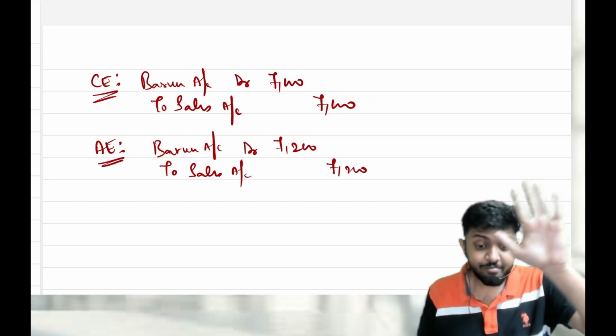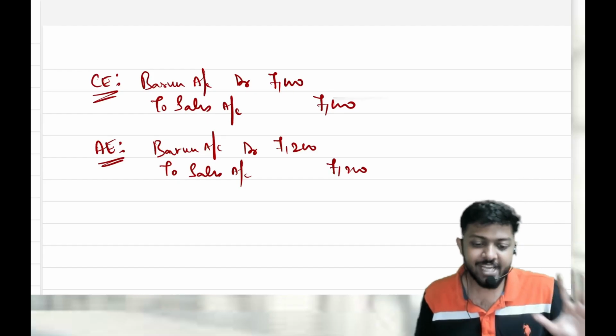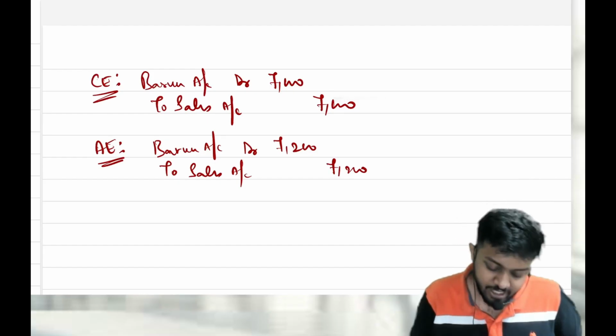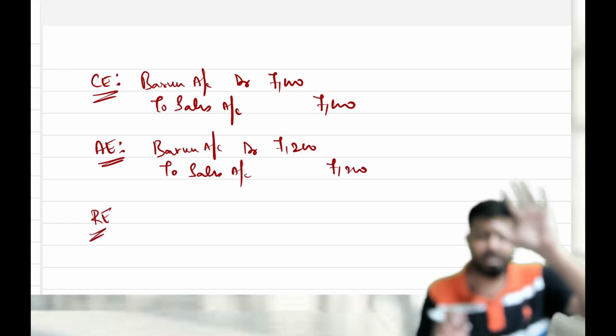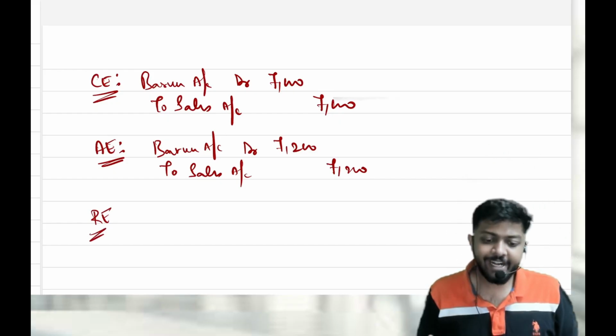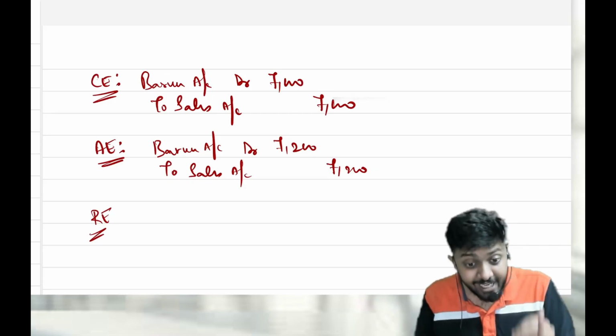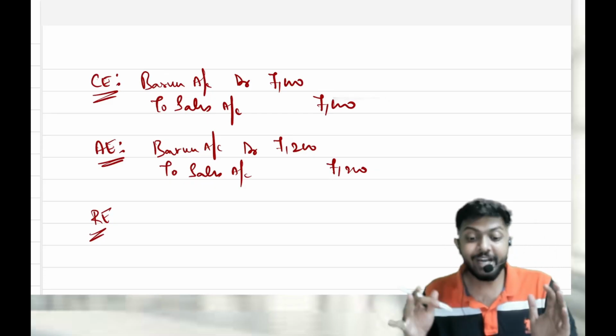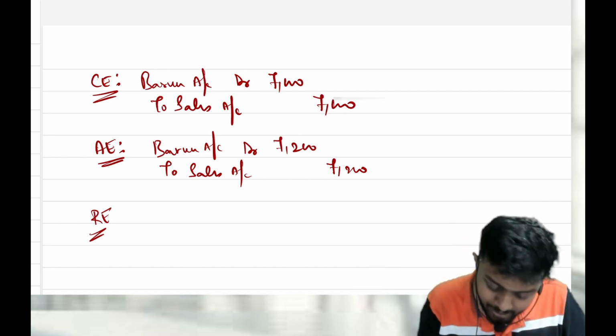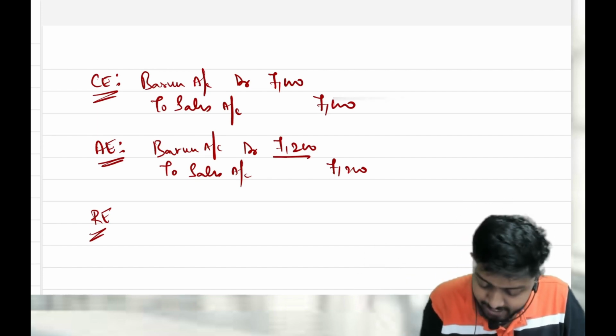This is an error of commission. Silly mistakes, correct? No, it's an error of commission. Now how to rectify this? Barun should be rightly debited, and it is debited. Sales should be rightly credited, and it is credited. But what is the problem? It is over debited and over credited, correct? It's more by 200.